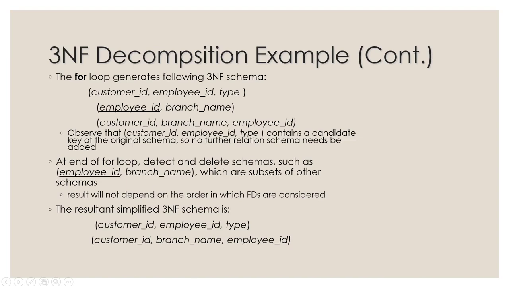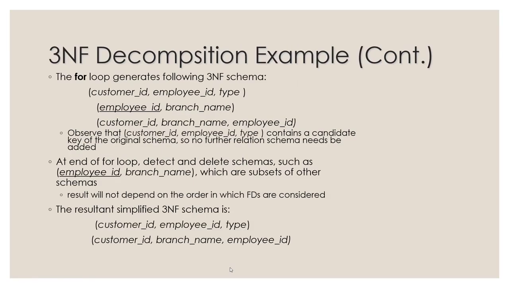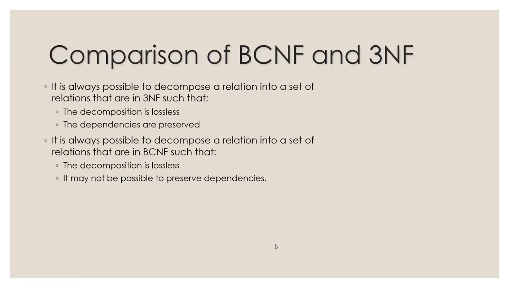Okay, so this is not it. We're not done yet. If none of these contain the key, then we have to add a third one here, which contains the key. But in this case, it does contain the key. So this is going to be our final 3NF. Customer ID, employee ID, and type is one, and the second set is customer ID, branch name, and employee ID. This is how you decompose something into 3NF.